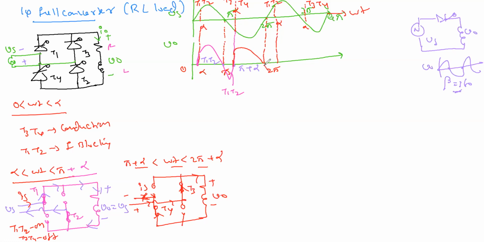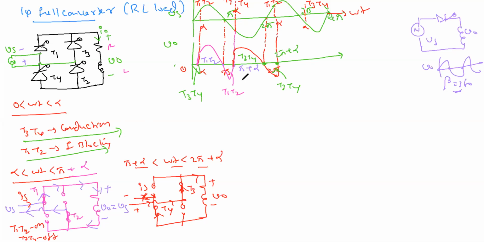And 2 pi plus alpha. So who is conducting here? This is T3 T4. Here also T3 T4. So this is 2 pi plus alpha. 2 pi means 0, 360 degree. From 0 to alpha who is conducting? T3 T4. That is why I told you T3 T4 was going into conduction. T1 T2 forward blocking. So I need to finish this. So this is what is happening here now. So this is your conduction count, T3 T4. I hope you understand this point.